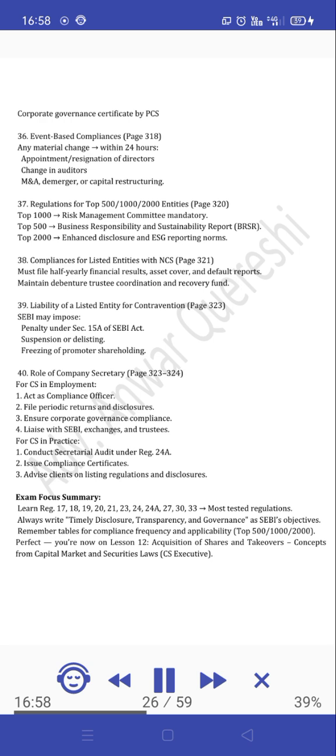36. Event-based compliances, page 318. Any material change to be disclosed within 24 hours. Appointment or resignation of directors. Change in auditors. M&A, demerger, or capital restructuring.